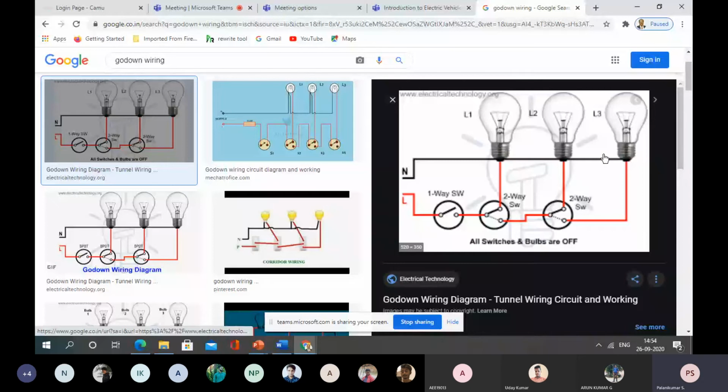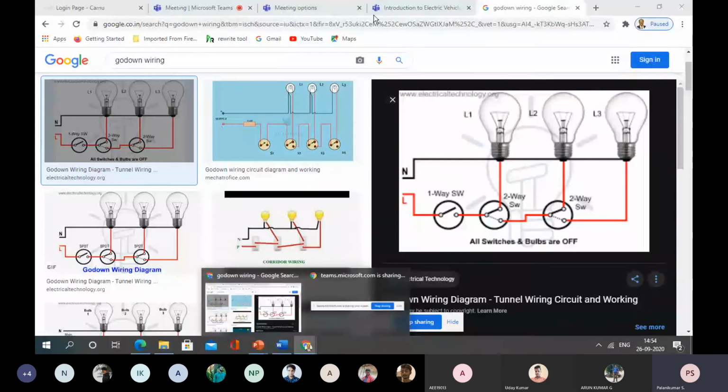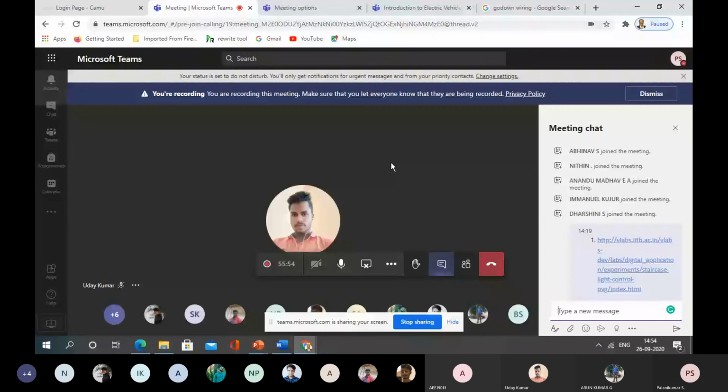The switching is already available because we are studying electrical workshop practice. You already studied all the logic gates, and you have done the simulation also. And you know what TTL logic is, etc. So using the concept, can you tell me which gate concept is used for this godown wiring concept? Anyone? That's an open question I'm giving to you.